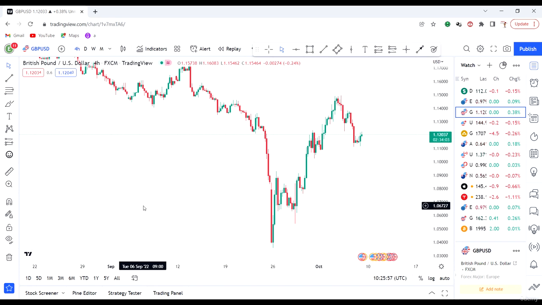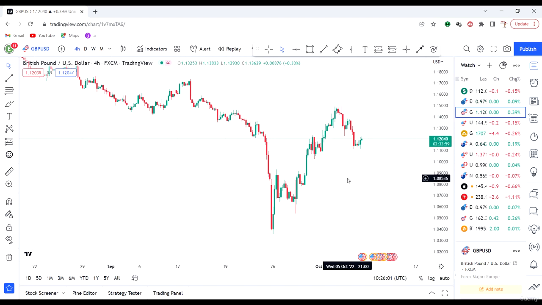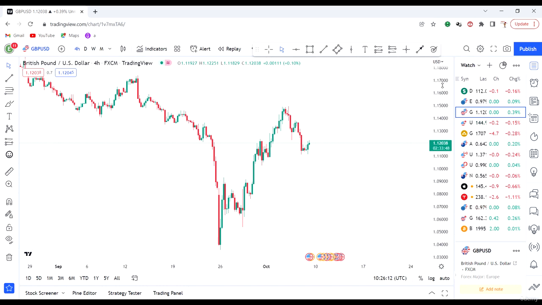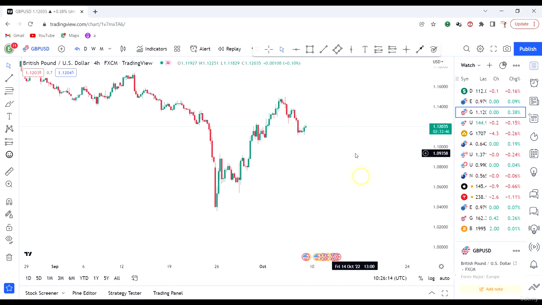Now, this type of indicator we're about to look at is called the moving average indicator, and it's a trend indicator, okay? It's one of the most widely used indicators in the Forex market, and it's one of the most efficient indicators in the Forex market.